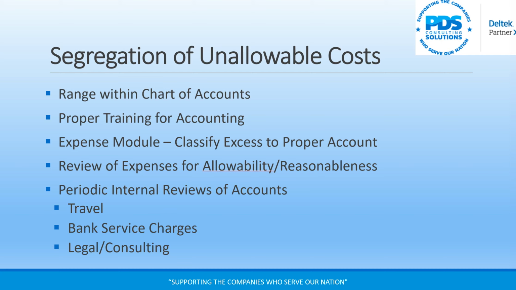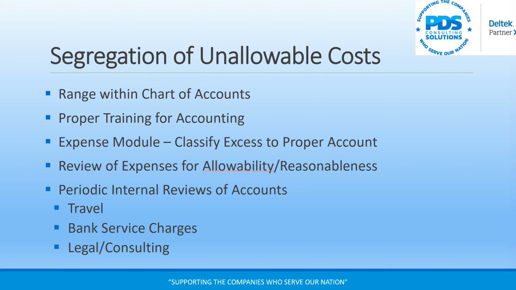So the next thing we're going to look at is how to segregate your unallowable costs. Now that we've got our chart of accounts built with direct and indirect costs, we've got our projects built, we're going to be now segregating the unallowable costs in the system, which is a key and critical requirement within an adequate accounting system to DCAA proof your system.